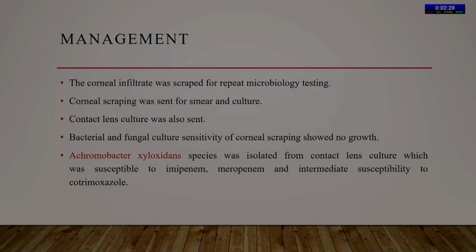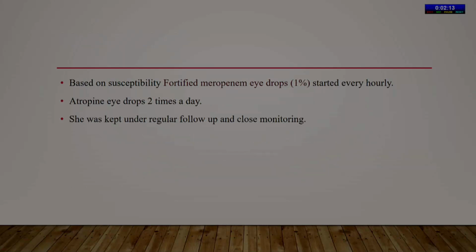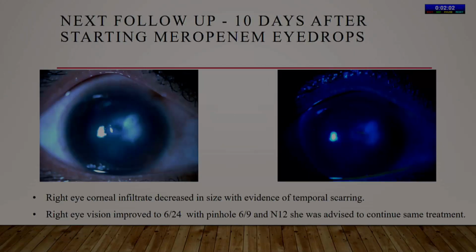The bacterial and fungal culture showed no growth. However, Achromobacter xylosoxidans species was isolated from the contact lens culture, which was susceptible to imipenem and meropenem, and had intermediate susceptibility to cotrimoxazole. So based on the susceptibility, we started her on fortified meropenem eye drops 1% every hour and atropine eye drops 2 times a day. She was kept on regular follow-up and monitoring.